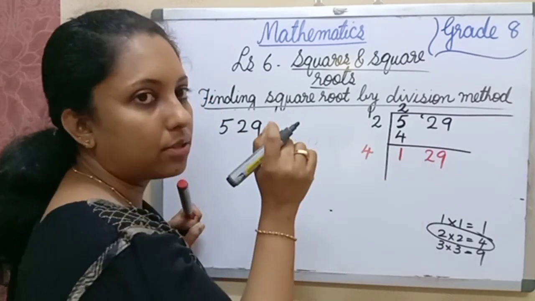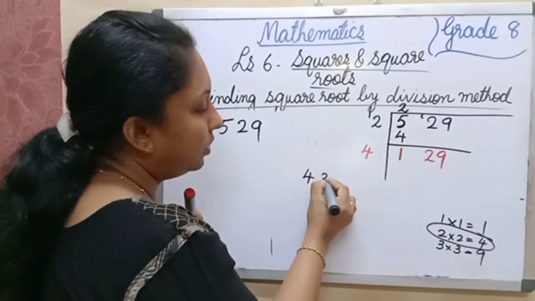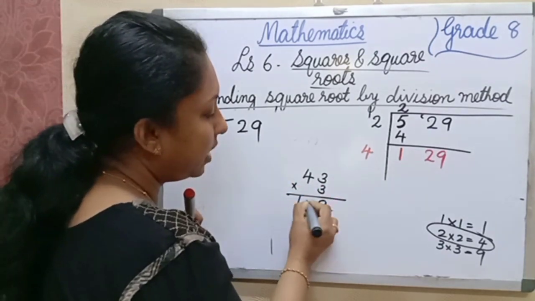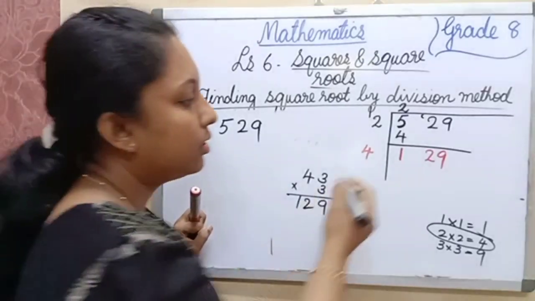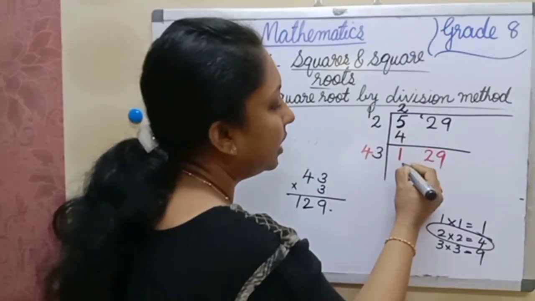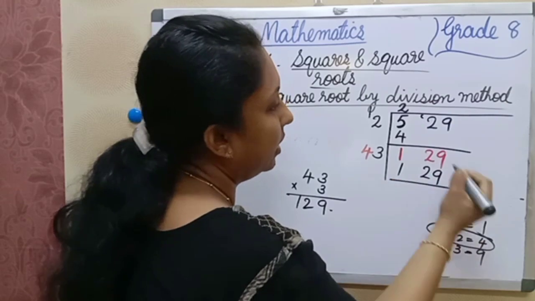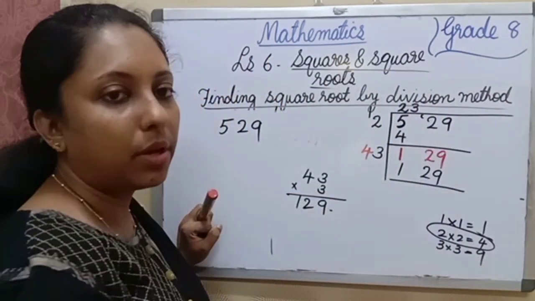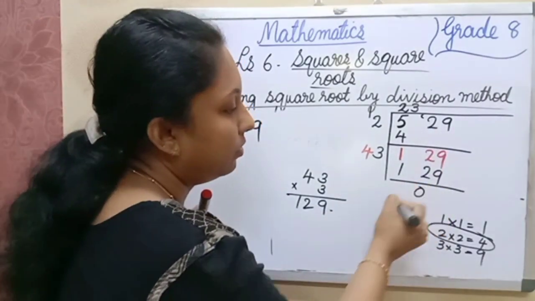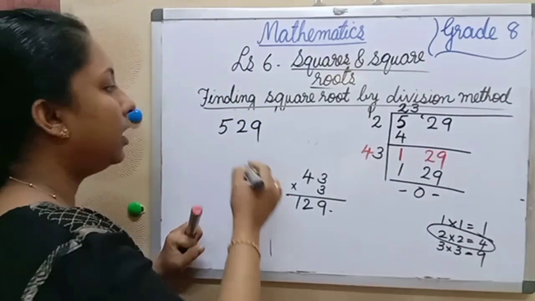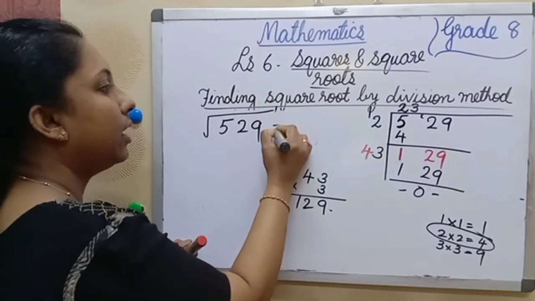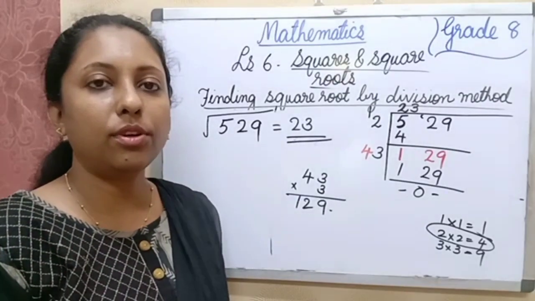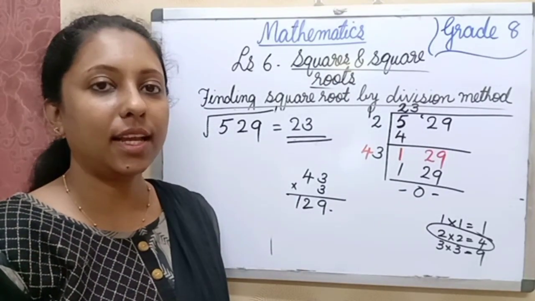So 3 threes are 9, so 43, the digit 3 only. We put 3 here. 3 threes are 9, 4 threes are 12. See, 129. So we write 3 here and 129 here. At the same time, 3 in the quotient place also. So the remainder is 0. So 23 is the square root of 529. Hope it is clear.